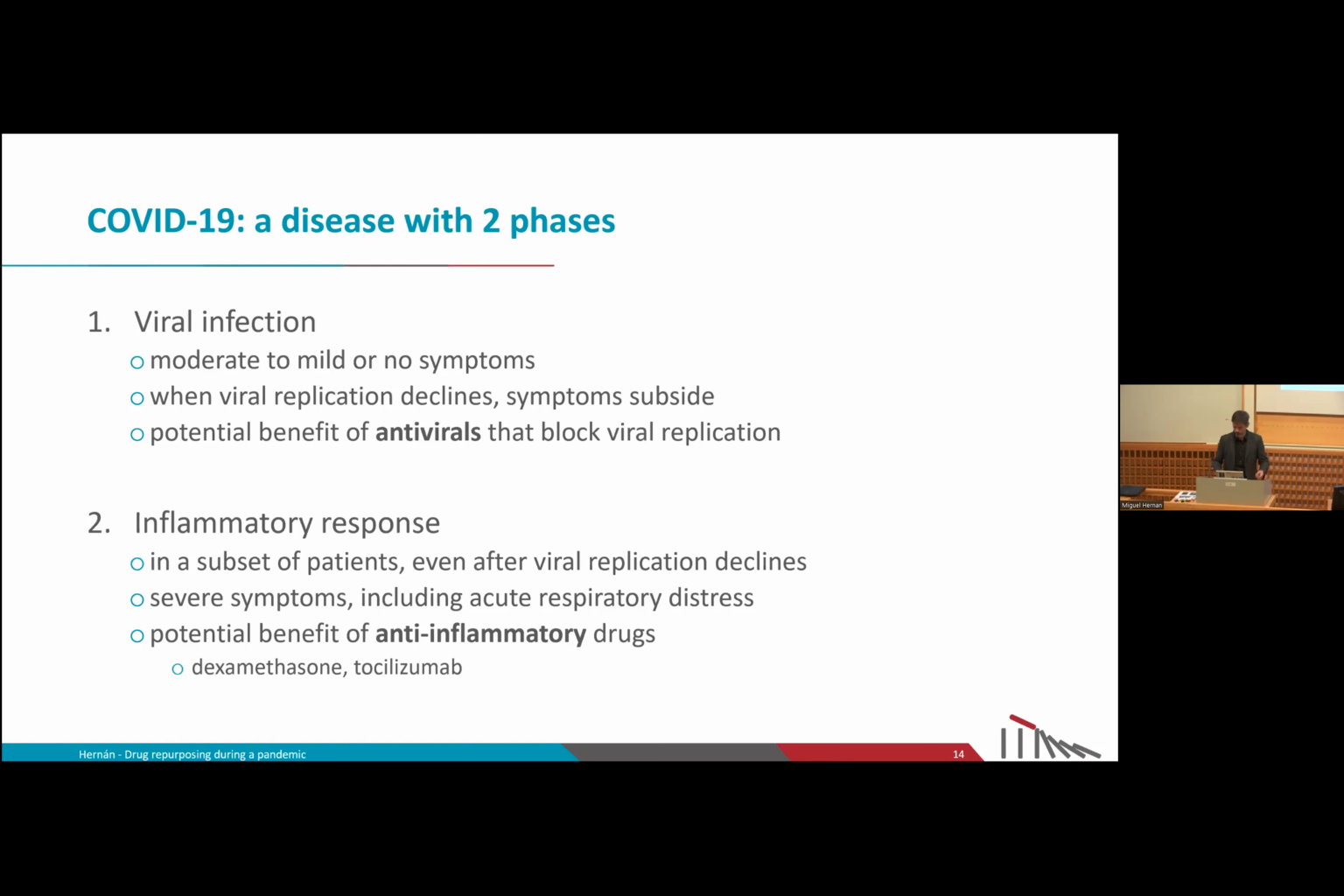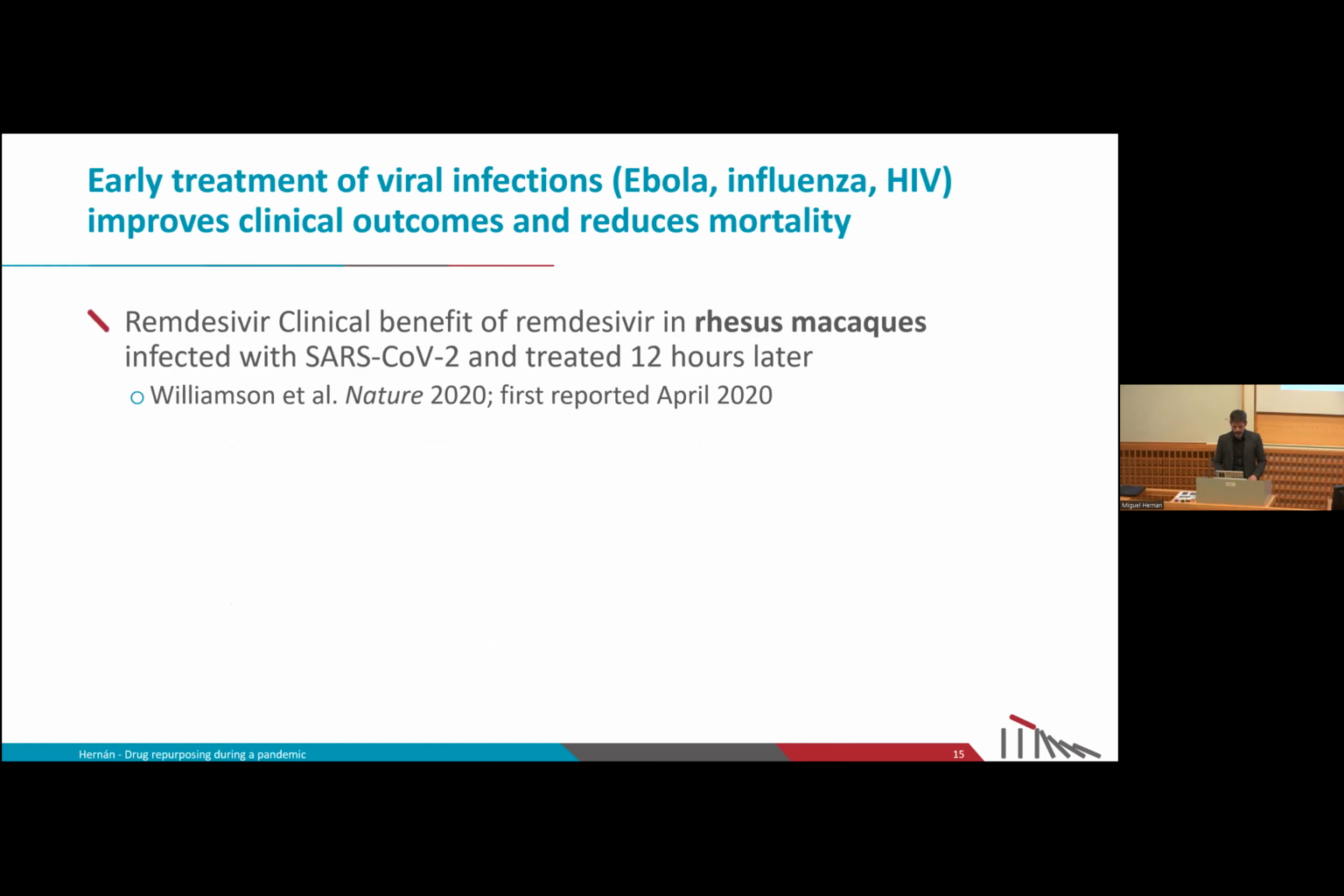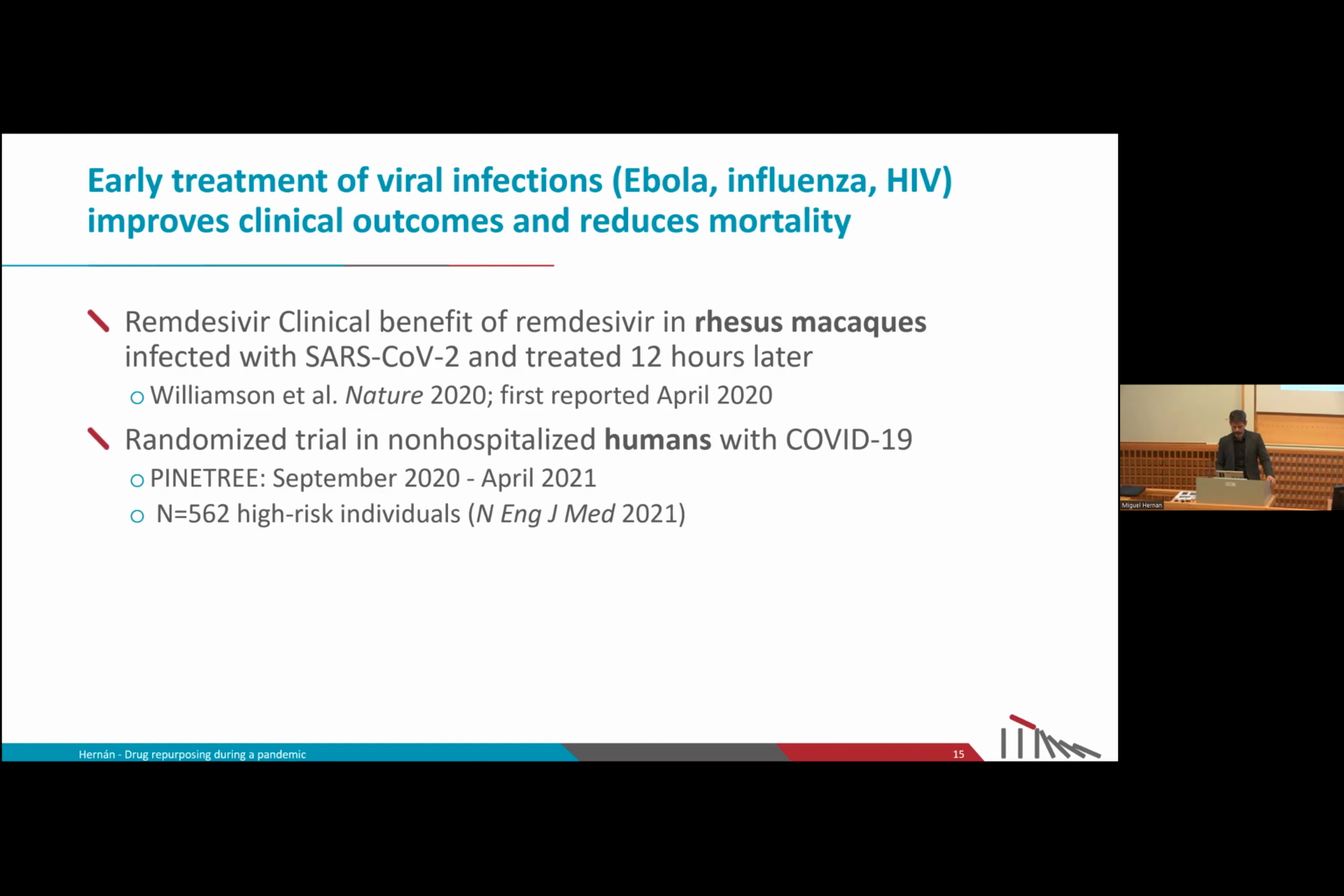That's what happens for other diseases, right? In fact, that is what happens for Ebola, for influenza, and for HIV. You start treating early, you have better clinical outcomes. And in fact, there was a study that was published in April of 2020 of remdesivir in monkeys, and it showed that it had a clinical benefit. But the monkeys were given the drug 12 hours after inoculation of the virus, not 1 week later.